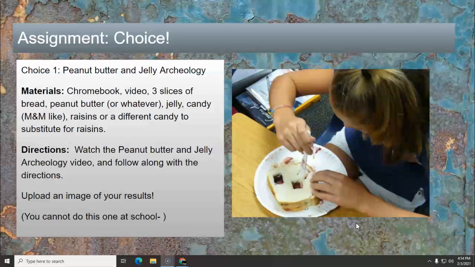Your directions. You watch the peanut butter and jelly archaeology video and follow along with the directions. You're going to be doing all sorts of strange things to the sandwich, but you can actually eat it at the end. Obviously, you can't do this at school. And you just upload an image of your results. The mangled sandwich is what I'm looking for.